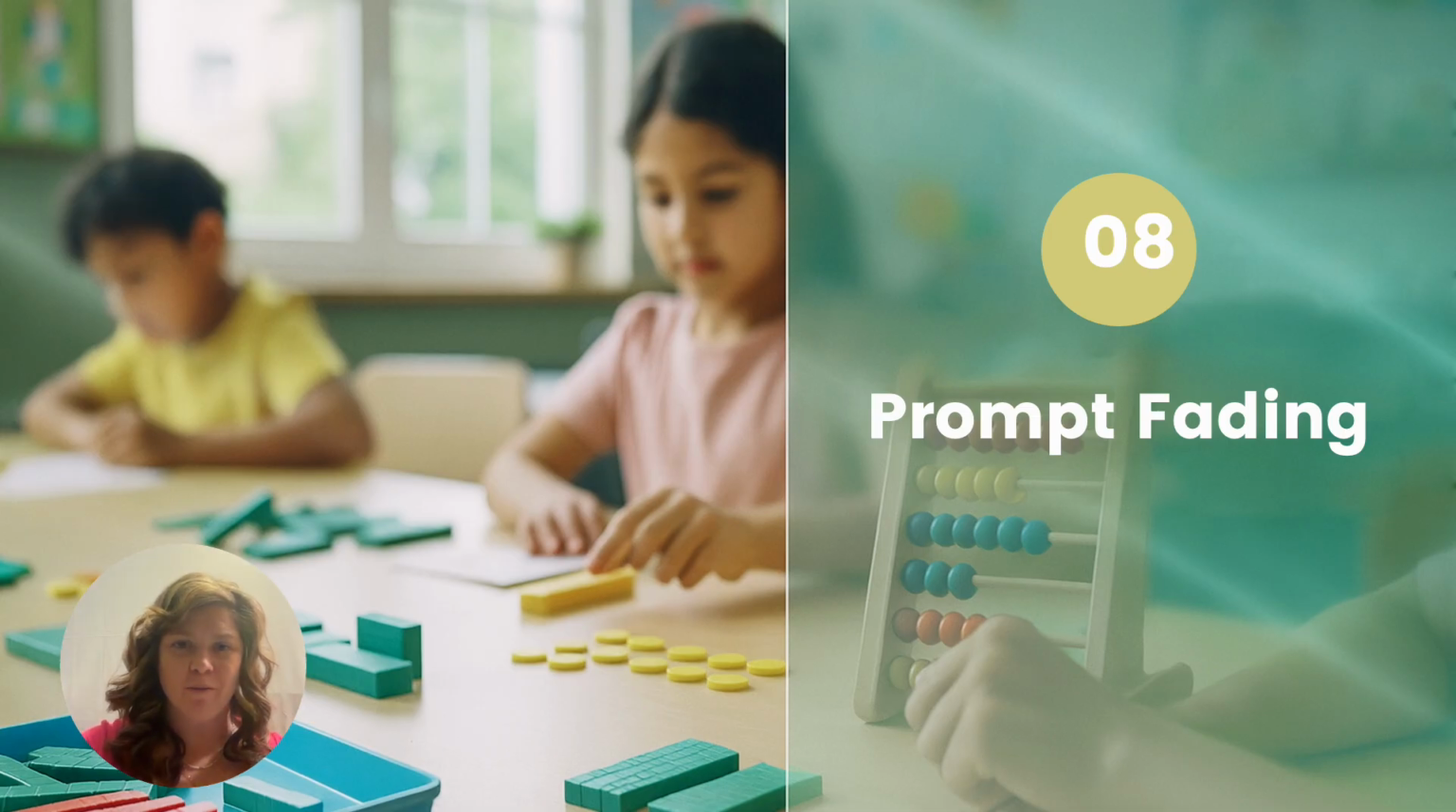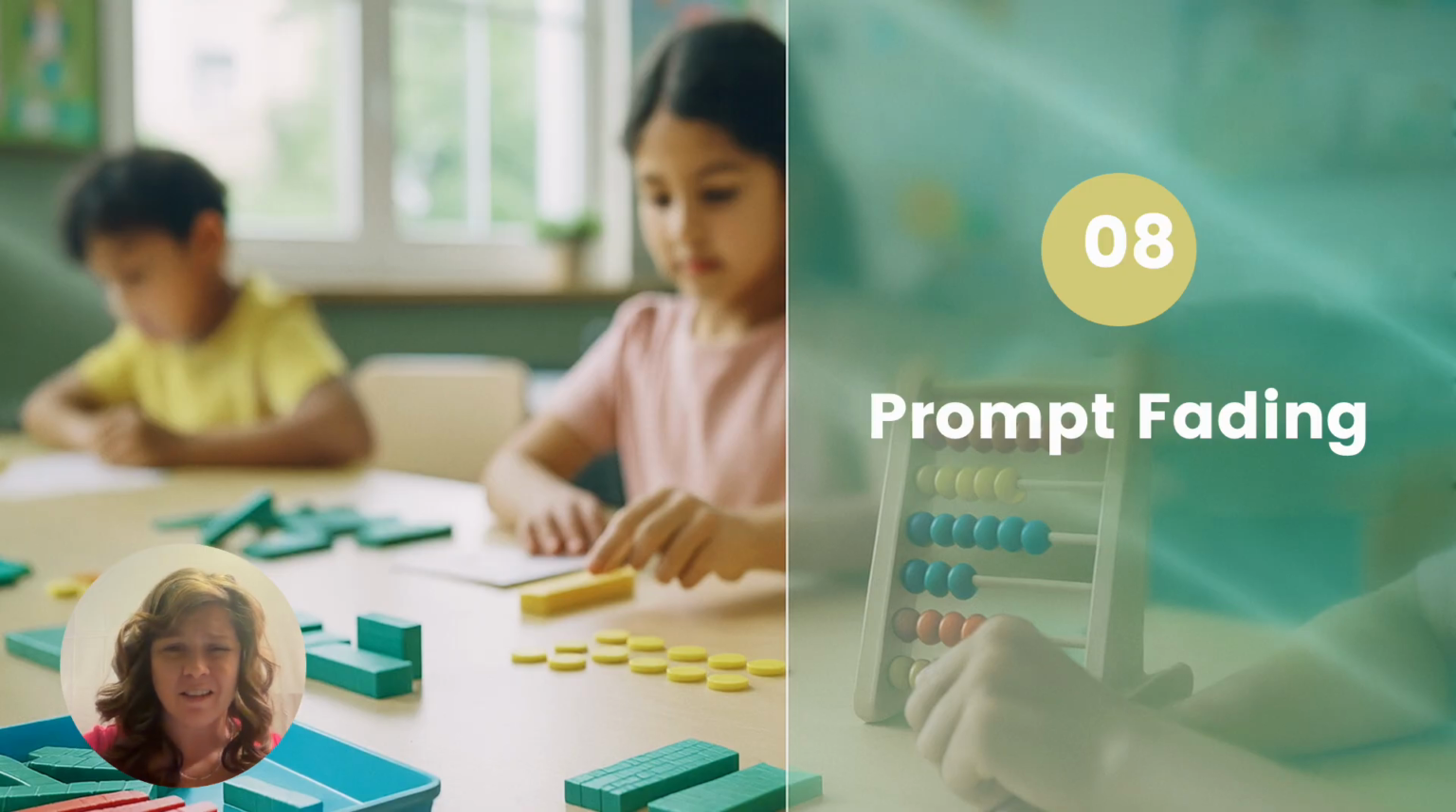Now we're moving into one of the most important concepts in this entire training, prompt fading. If you remember nothing else from today, remember this. The goal of prompting is not correct responding. It's independent responding. Prompts are just a temporary support system. They help the learner be successful while they're learning a skill, but they're not meant to stay forever. So, prompt fading is the process of gradually removing these supports so that the learner can respond independently.